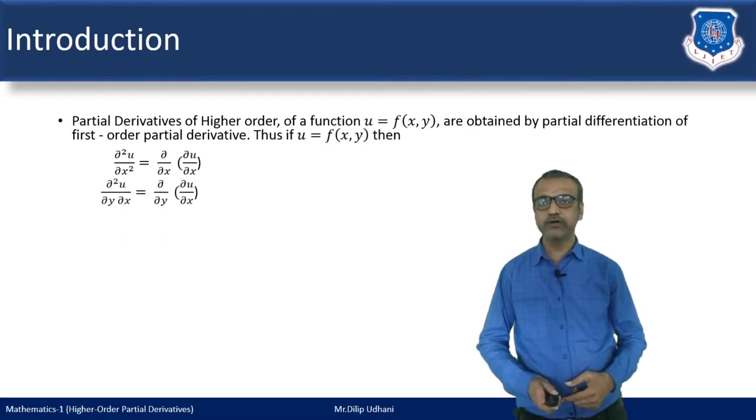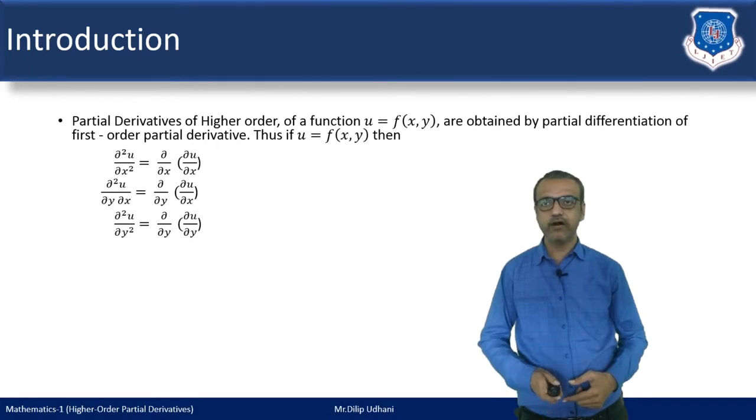Now similarly, del square u by del y del x is nothing but the partial derivative of del u by del x with respect to y. This is again a partial derivative of order 2. Now similarly, del square u by del y square is del by del y of del u by del y, that is the partial derivative of del u by del y with respect to y. So this is again a second order partial derivative. Now similarly, del square u by del x del y is nothing but the partial derivative of del u by del y with respect to x.